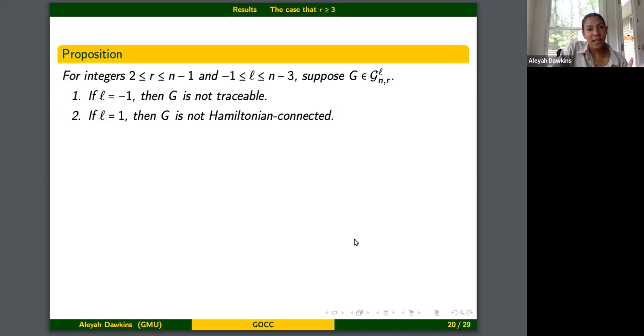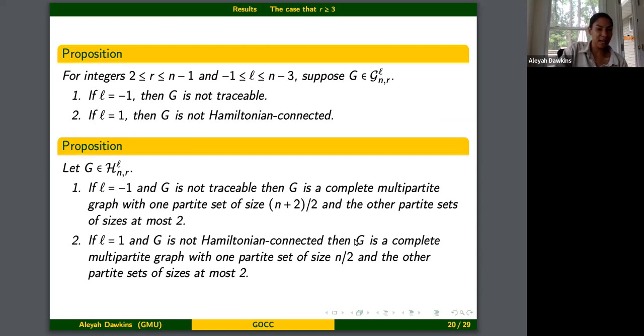Okay, and just as with the Hamiltonian case, when L equals 0, we're going to have that if G is in that G family where L is -1, G is not traceable, and if L is 1, G is not Hamiltonian connected. And if G is in that H family and L is -1, and G is not traceable, well, then G is going to be the complete multipartite graph with one of its parts of size (n + 1)/2, and the other partite sets of size at most 2. And if L is 1 and G is not Hamiltonian connected, then G is a complete multipartite graph with one part of size n/2 and the other partite sets of size at most 2.